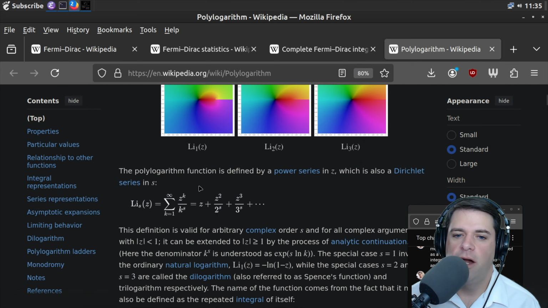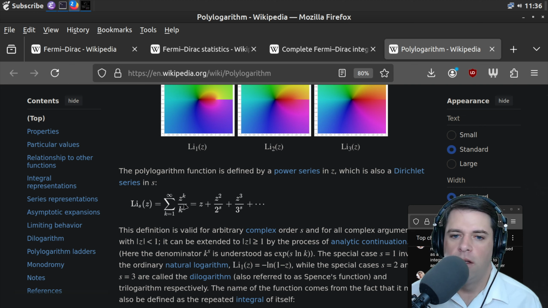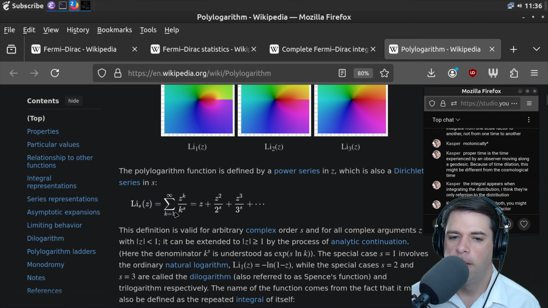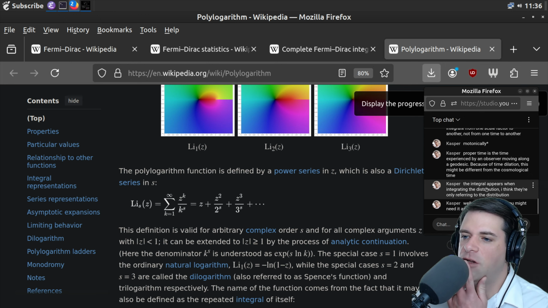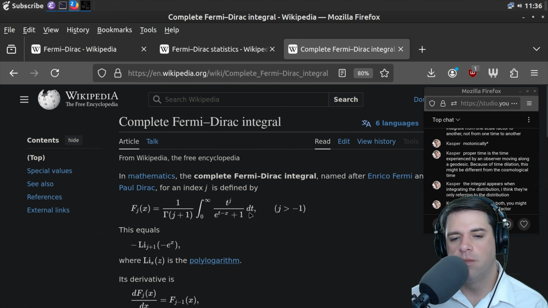And the polylogarithm, I guess, is the thing that has a series formation. We're going to sum from k equals 1 to infinity of z to the k over k to the s. I'm guessing z is a complex number. What is s? s is the subscript here. Oh, okay. The integral appears when integrating the distribution. I think, okay, it might be both. You might need it as a normalizer. Got it. Thank you. So this is the integral?